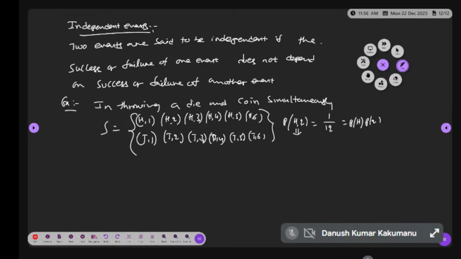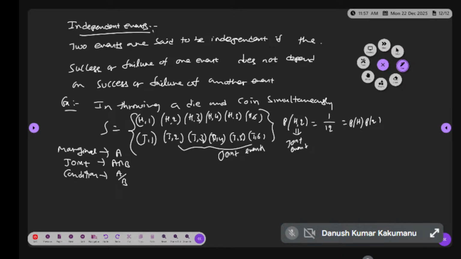H comma 2 is called a joint event. These are all called joint events. And these are called marginal. You observe, these words are important. Marginal means only one event A. Joint is A intersection B. One more word is conditional. Conditional means A given B. Marginal means a single event. Joint means intersection of A and B. Conditional means A given B. These words are famous: marginal, joint, conditional.